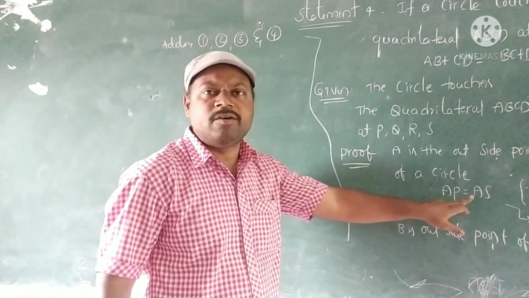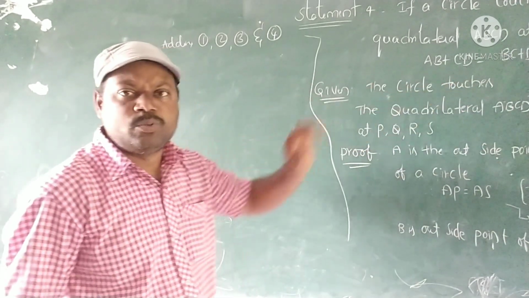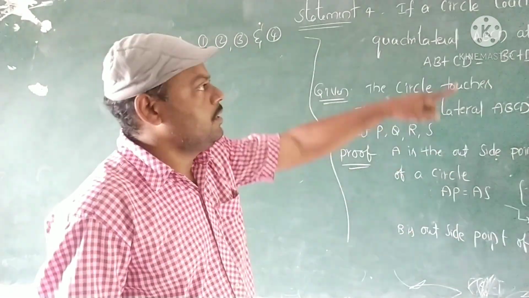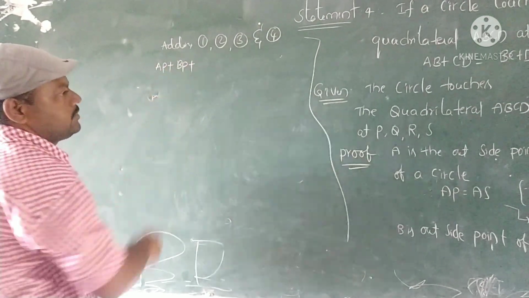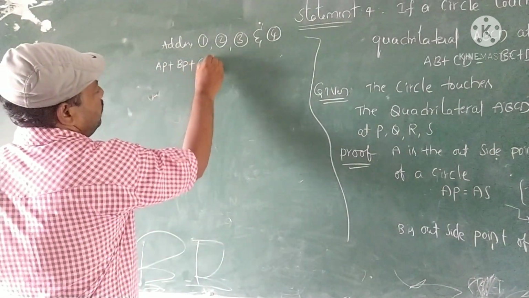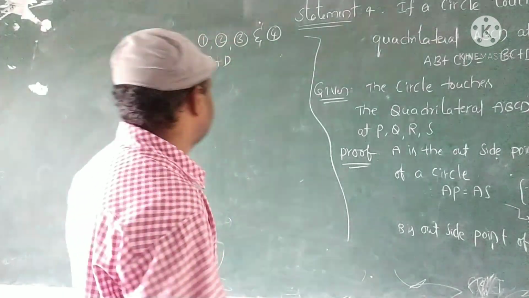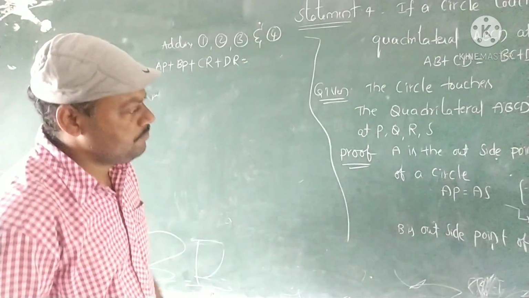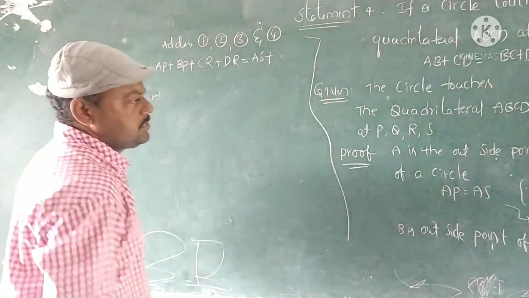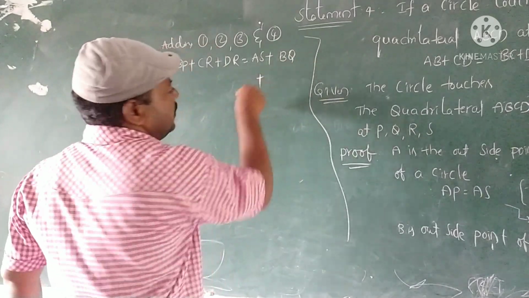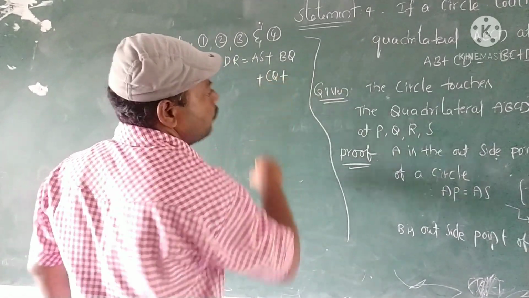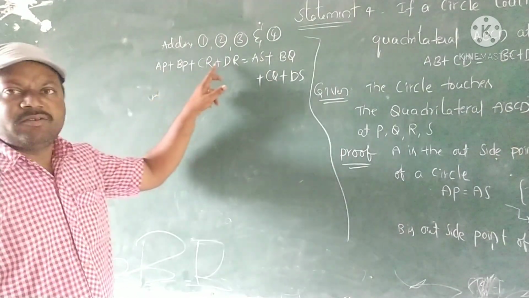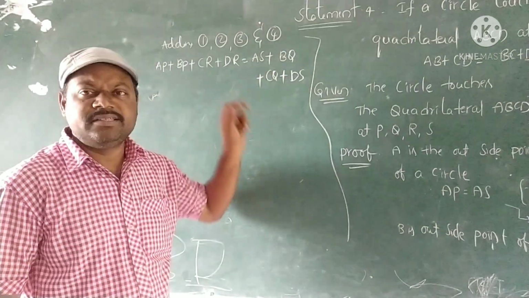So what is the first equation? AB equals AS. Second equation, BP equals BQ. Adding the LHS values: LHS of the first equation is AP, LHS of the second equation is BP, plus LHS of the third equation is CR, plus LHS of the fourth equation is DR, equals RHS of the first equation AS, plus second equation BQ, plus third equation CQ, plus fourth equation DS. First add the LHS values, then add the RHS values also.